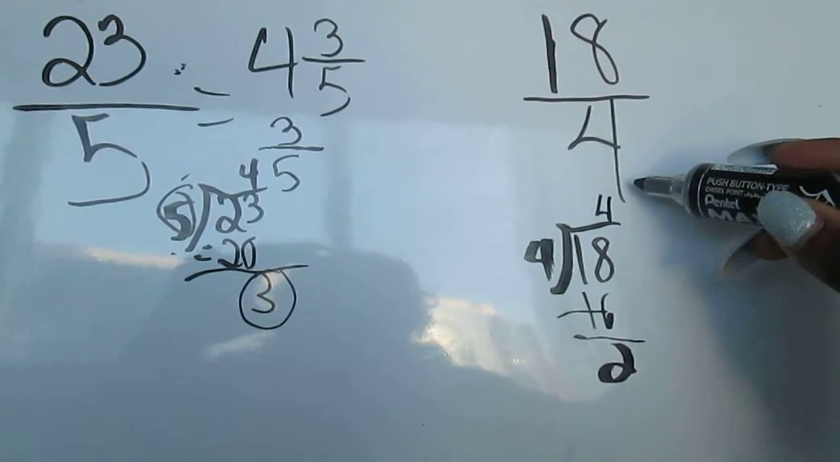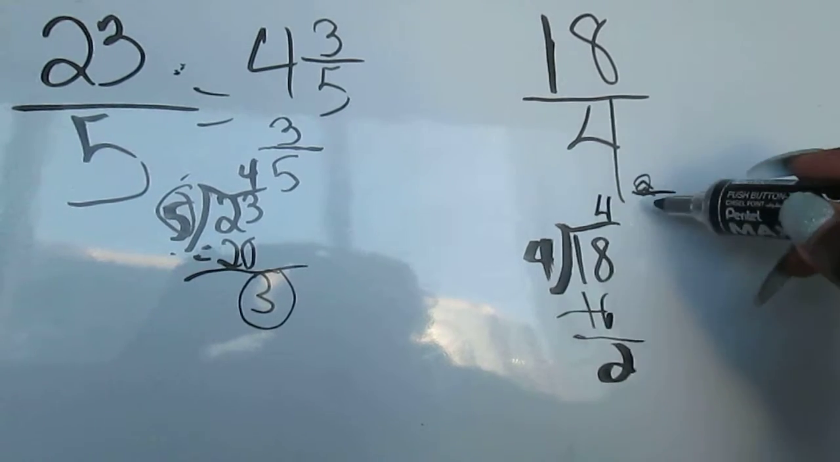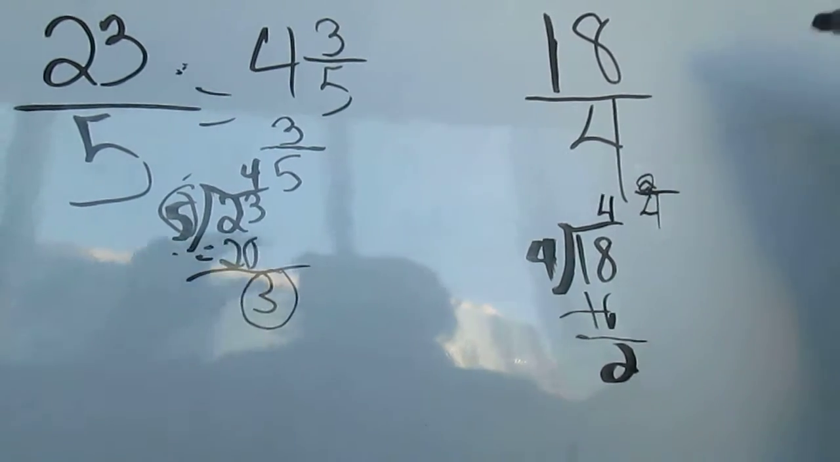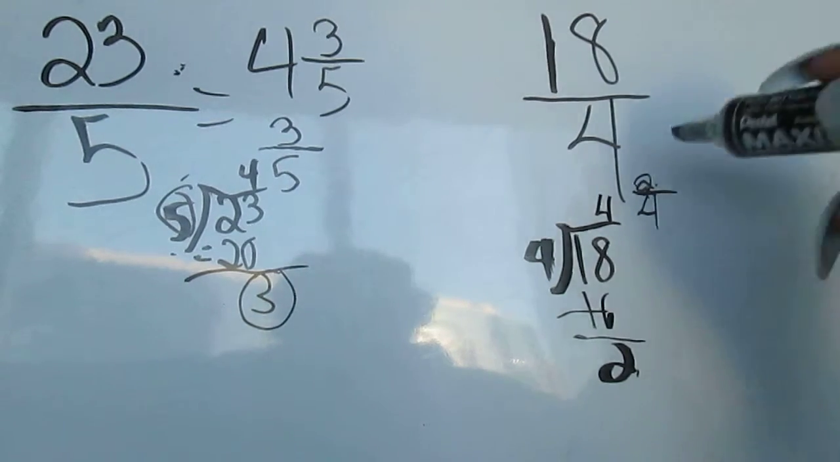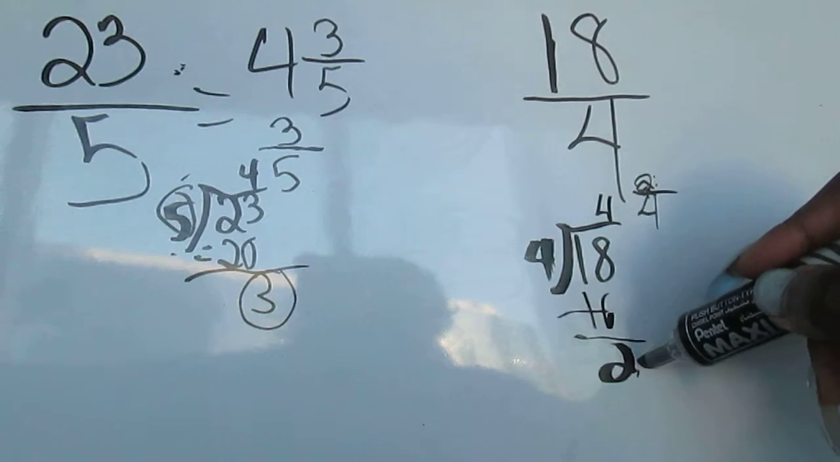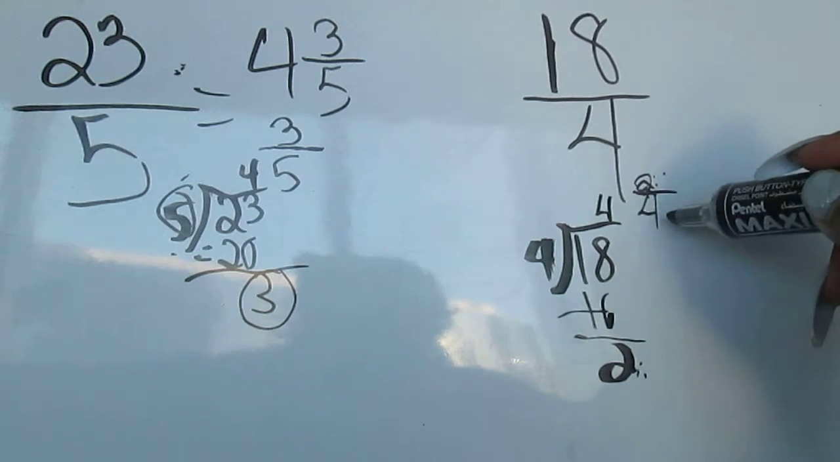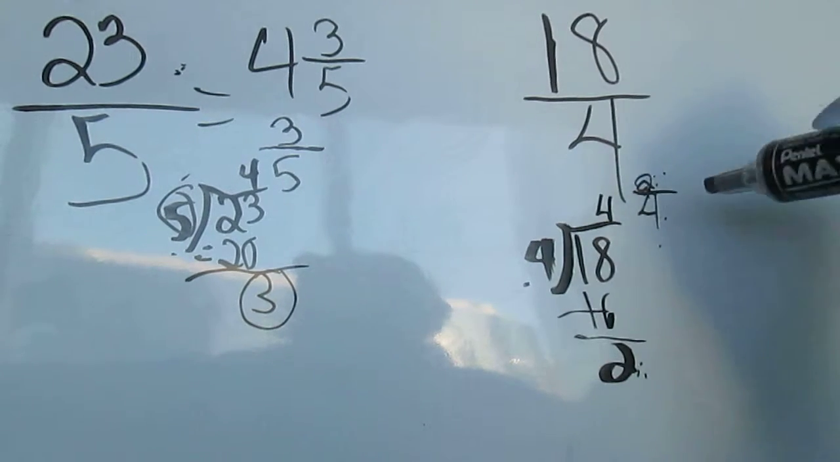Your remainder becomes your numerator. Please skip that because that is not true. Your numerator becomes your remainder, and your remainder is your numerator. And then your divisor becomes your denominator. So D and D, that's kind of how we remember it.